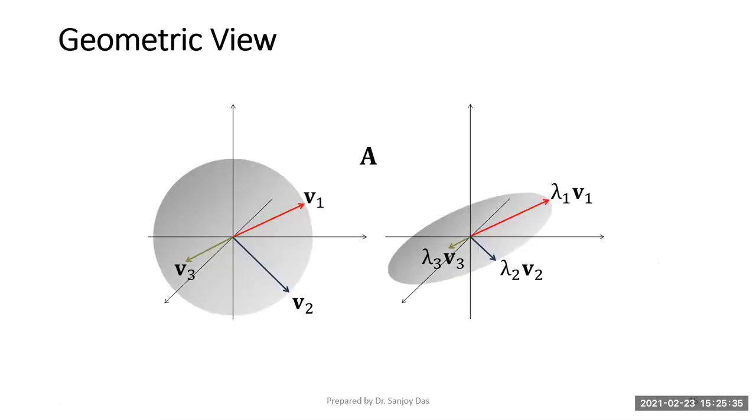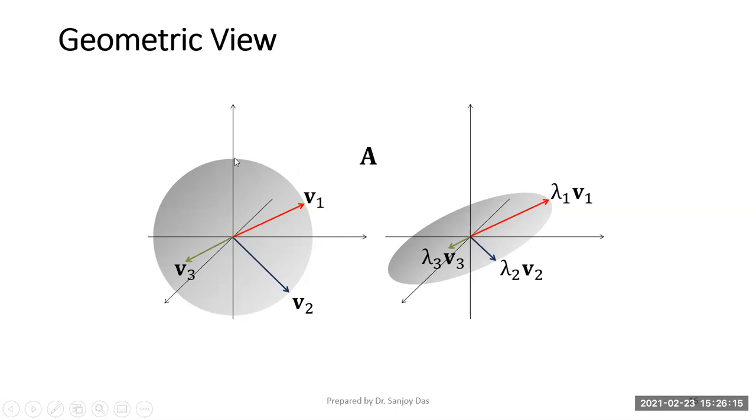So let's look at what's happening geometrically. On the left, we have a three-dimensional space of x's, and this is a unit sphere. And since A is symmetric, the three eigenvectors, which are all unit vectors, by the way, are mutually orthogonal to one another.